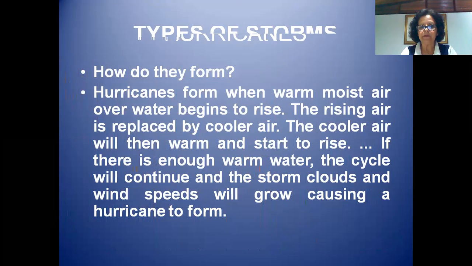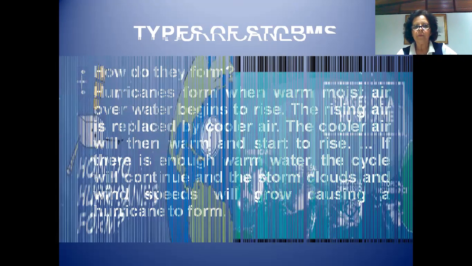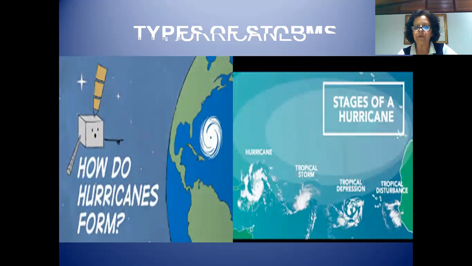How do hurricanes form? Hurricanes form when warm, moist air over warm waters begins to rise. The rising air is replaced by cooler air. The cooler air will then warm and start to rise. There are two conditions to have hurricanes: warm waters, and the mechanism that provides this warm water to rise into the atmosphere. Then we have pictures of how the hurricane forms, and we study the stages of the hurricanes.